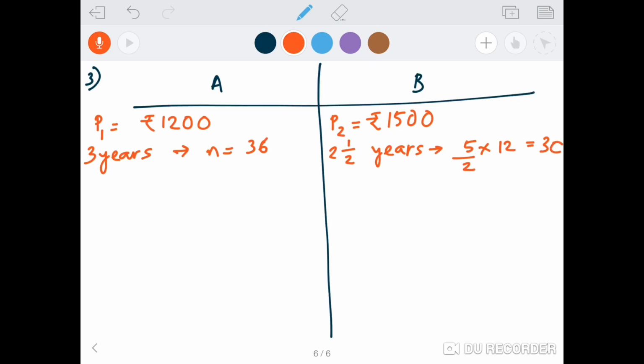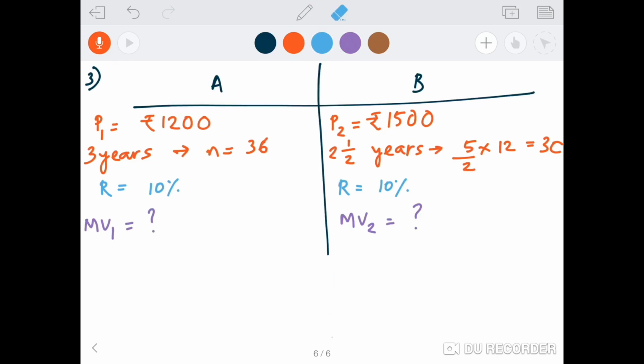Both are receiving the same rate of interest. The rate of interest A is going to receive is 10%. The rate of interest the second person is receiving is also 10%. We need to find out who gets a larger maturity value and by how much. This is something you can directly do. It's just direct substitution. You know what the formula is.